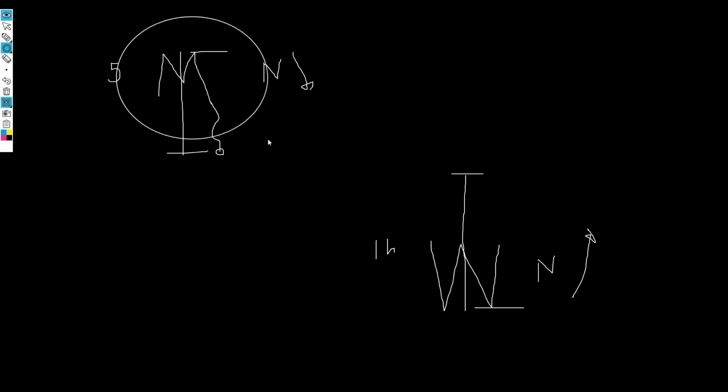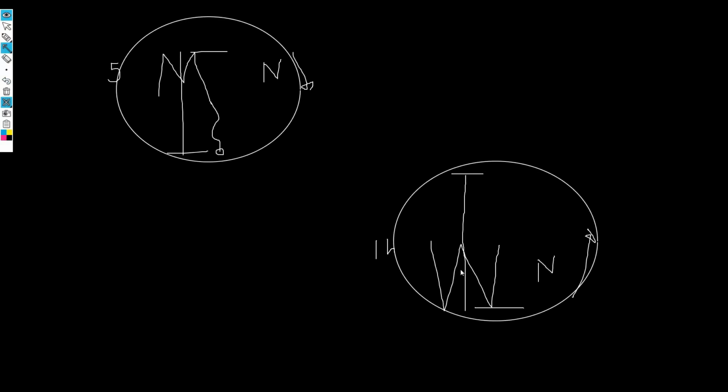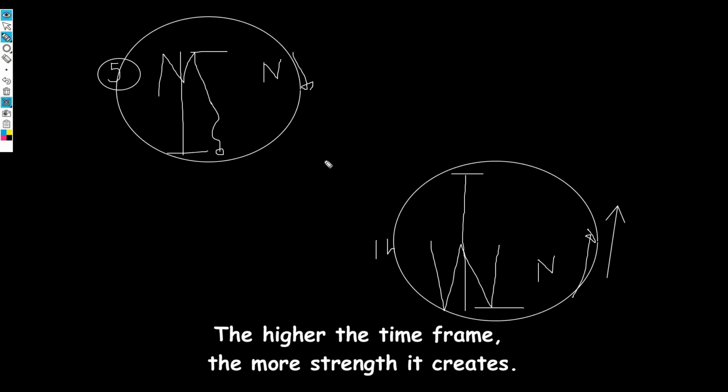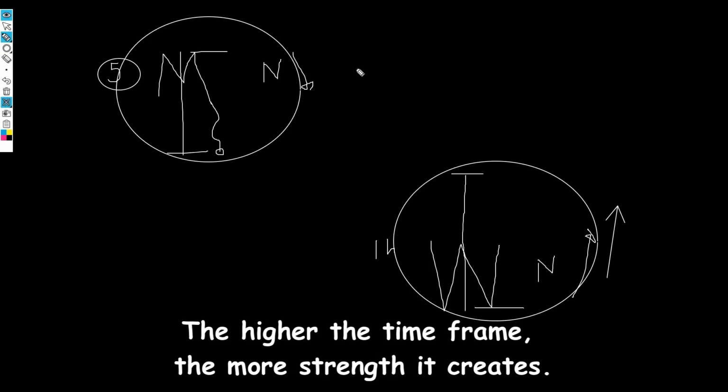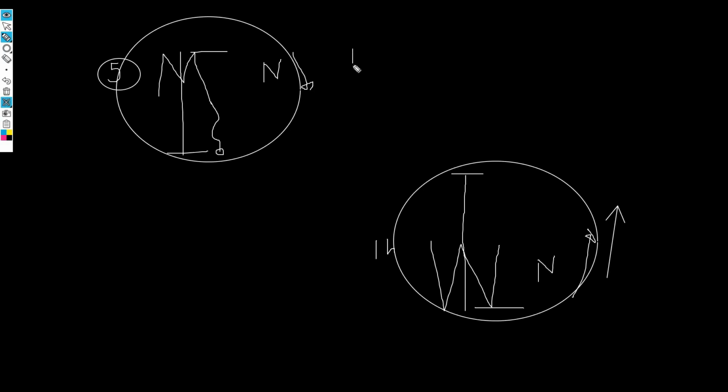Now, if these were the only price patterns that formed, this 1-hour double bottom creates more long strength than this 5-minute double top. Okay, so the higher the time frame, the more strength it creates. Okay, so all things remaining equal, a 1-minute price pattern that shows normal long strength is weaker than a 5-minute price pattern that shows normal long strength. And this relationship continues all the way up to the longest time frame chart that exists. Okay, so let's go ahead and wrap this up with the last point.